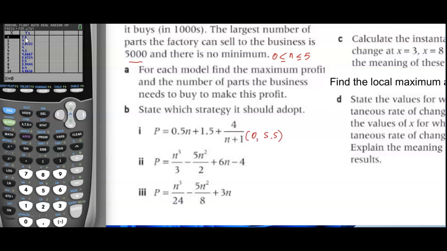That's kind of useless, to make the maximum profit when you make 0 parts. So basically you're not making anything. Okay, so now we are going to check the second strategy. So we turn off the first strategy equal sign, and then we turn on the second one, and then we're going to graph the second one.